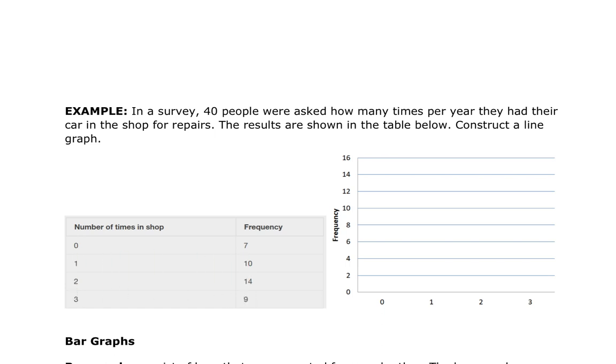So I'd go to my 0 right here, and then I'd go to 7, and I would put a dot right there. So, okay, this is about 7 right there. And then I have 1 and 10, so I'd go 1 and 10. And then I would do 2 and 14. And then I would do 3 and 9. And then I would just connect these dots, and there's my line graph.